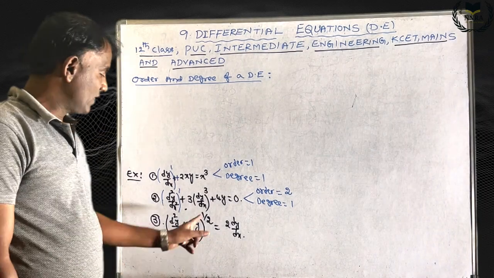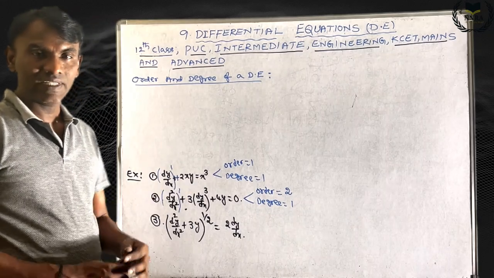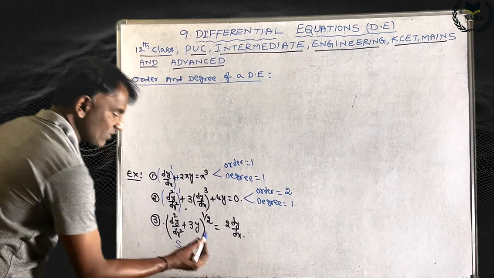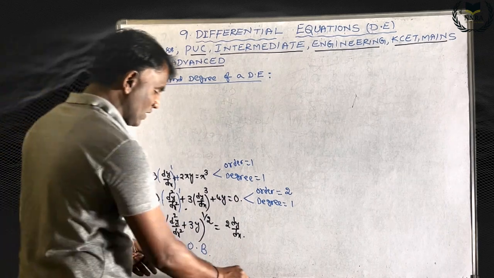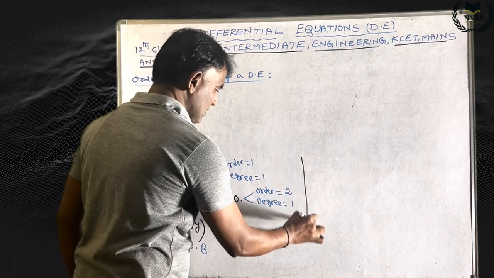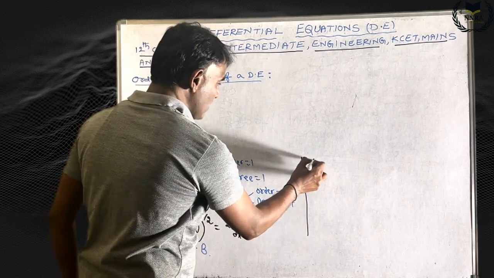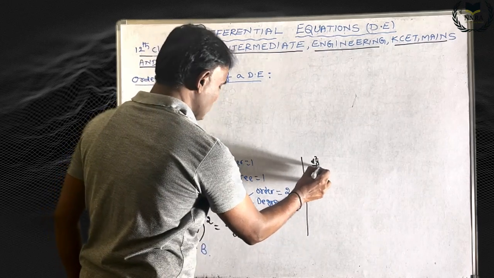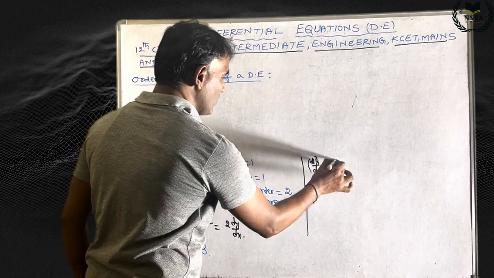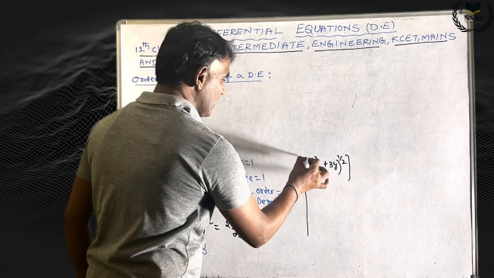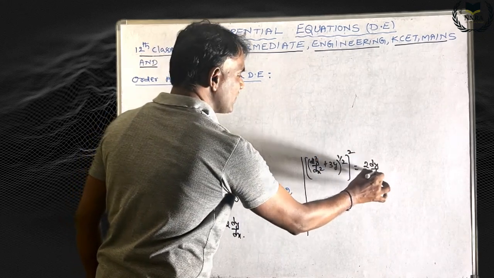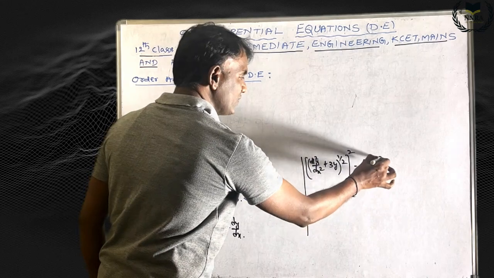Okay, so it has a square root. Now do one thing. Just do SOB, which means squaring on both sides. Then how to write this equation? So I am writing here: d square y by dx square plus 3y, whole power 1 by 2, again whole square, equal to 2 into dy by dx whole square.